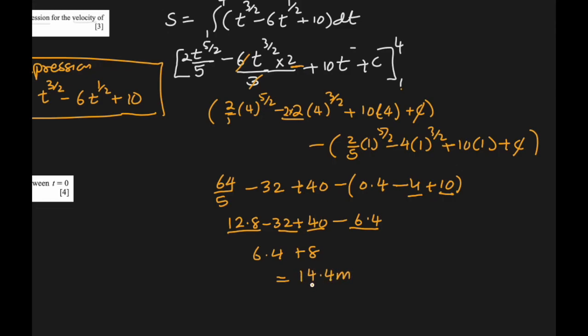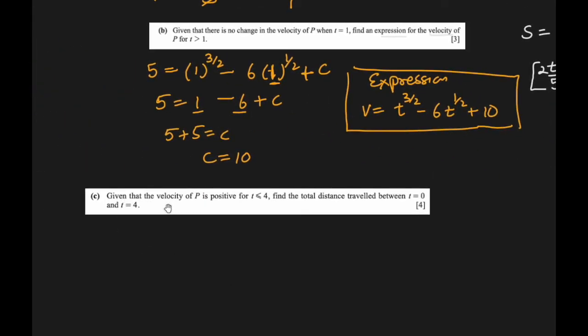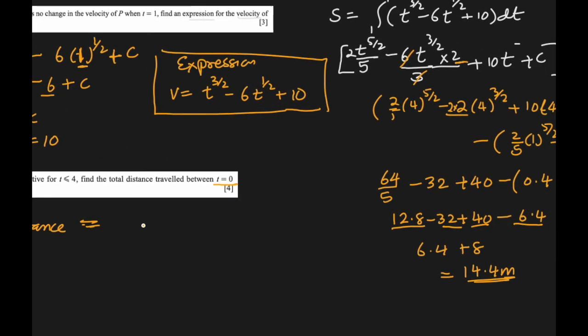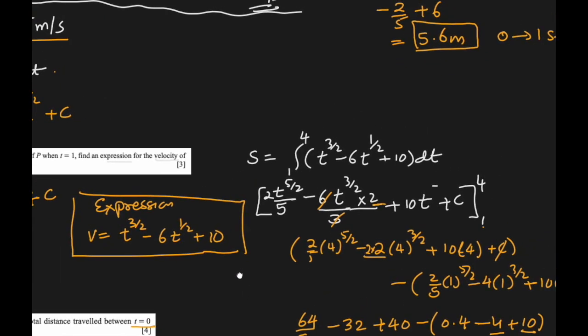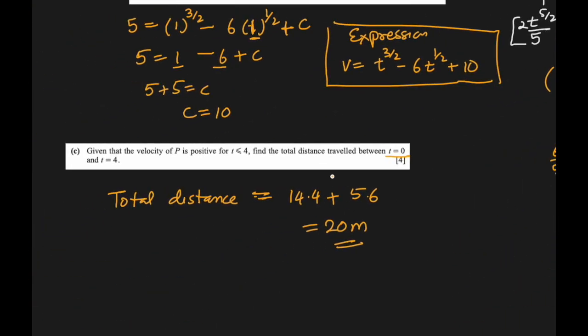14.4 meters. So total distance they were asking, right? Let's say, given that the velocity is this, find the total distance. So we will write here now, total distance from t equal to 0 to t equal to 4 will be 14.4 we got here, plus 5.6 we got earlier, which is 20 meters. This is the total distance. I hope it was 5.6. Here it was 5.6. That's the answer.